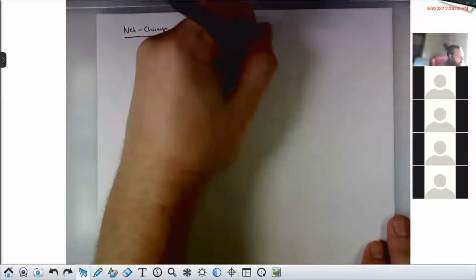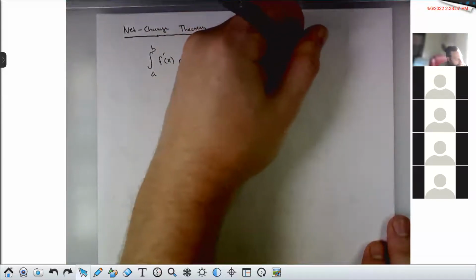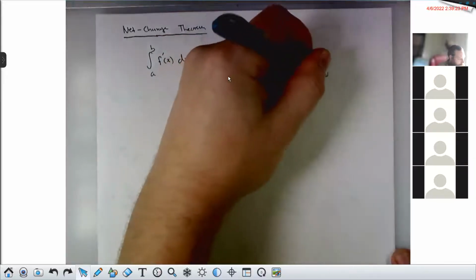So you get f of b minus f of a. It's really just the fundamental theorem of calculus rewritten, where instead of little f and big F, you have little f primed and regular little f. Of course, regular little f is an antiderivative for f primed. F primed is by definition the derivative of f. So just restating FTC2.